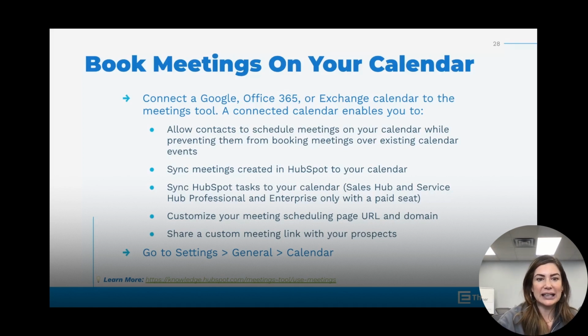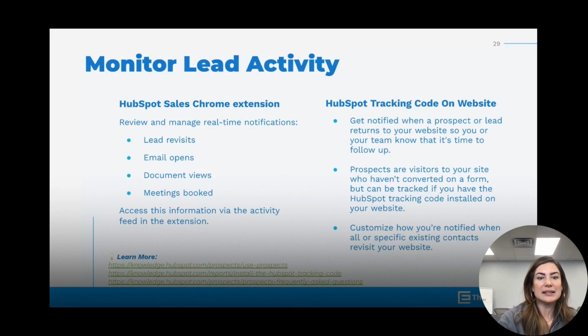Okay, monitoring lead activity. The HubSpot Sales Chrome extension is really great. So that HubSpot extension is going to be the Sales Chrome extension, and it's the one that you connect to your inbox, but it also actively monitors the lead activity. So we've spoken about how robust this CRM tool is. It keeps getting more robust, which is so great. So you can really measure your marketing efforts. You can see when people open up proposals. You can see when people booked meetings.